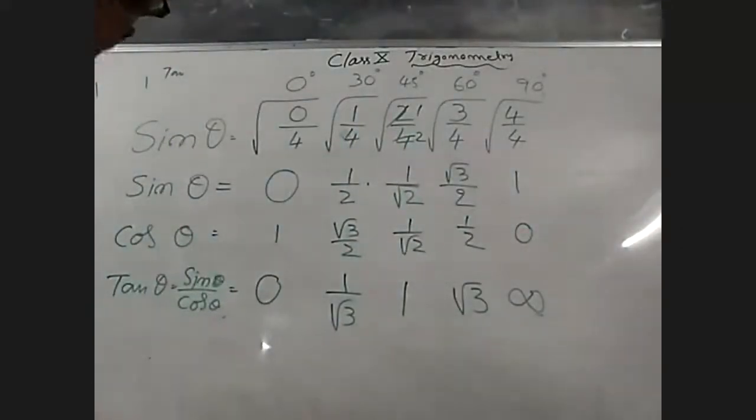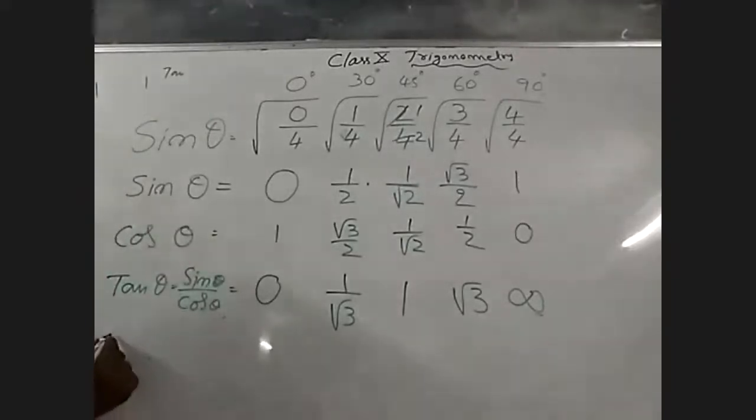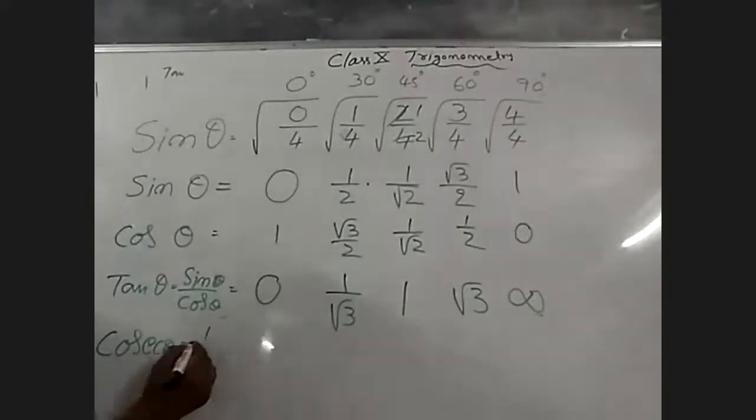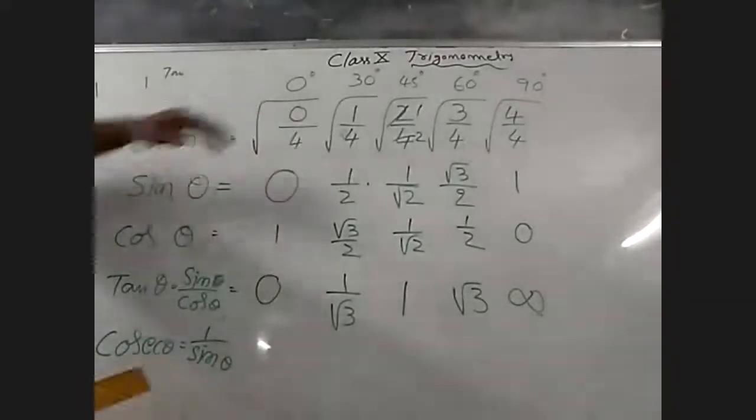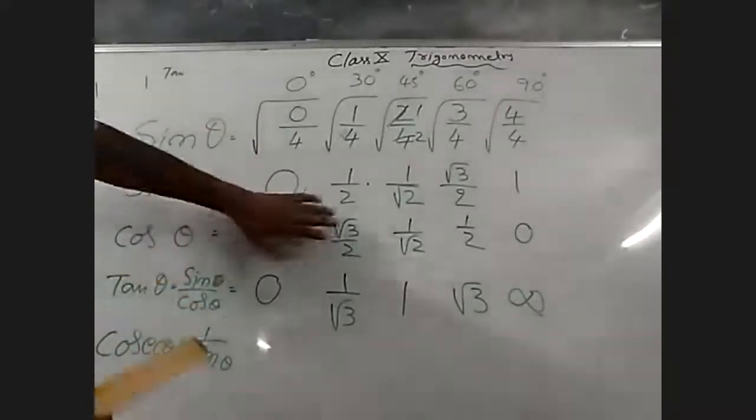Now I try to write cosecant theta. Write down: cosecant theta is equal to 1 by sin theta. Now you see here, cosecant theta is 1 by sin theta. You take 1 by 0.